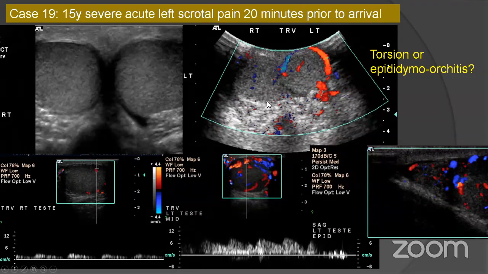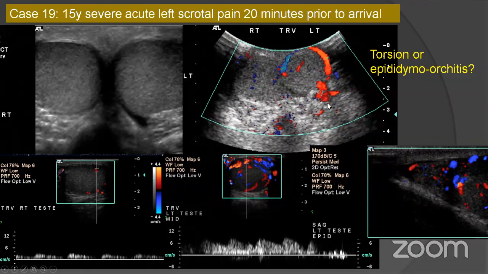Excellent. Yeah, it is detorsion. It is not epididymitis. History is key, and there were no other signs, at least clinically, of epididymitis. But the critical finding was the emergency room physician had just detorsed prior to the scanning.